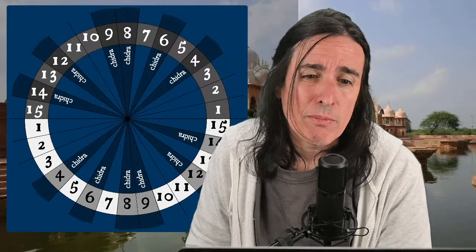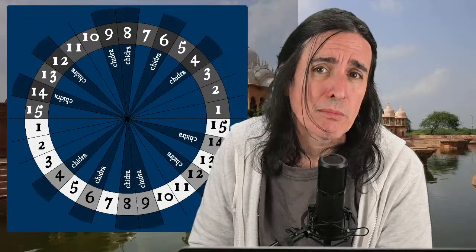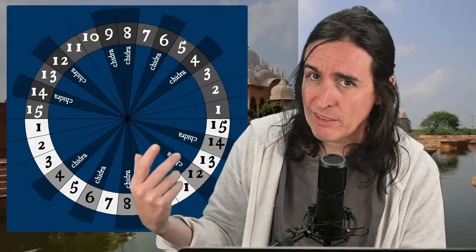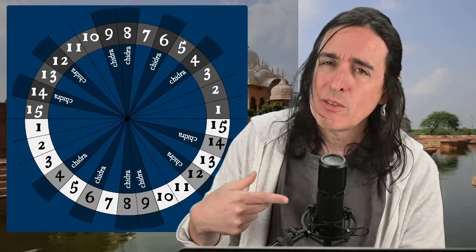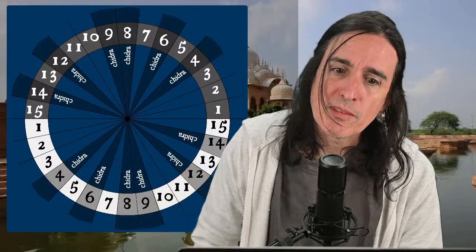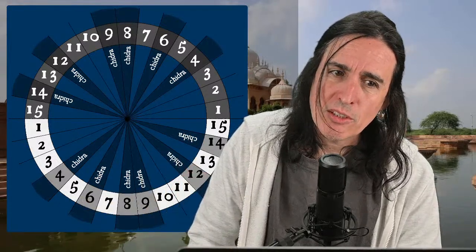I'm saying month now because this wheel cycle of tithis defines a lunar month. Okay, so that being the case, the 4th tithi of the waning cycle is more chidra than the 4th tithi of the waxing cycle. So the white number 4 would be a bit more auspicious of a date than the black 4. Make sense? Any questions?